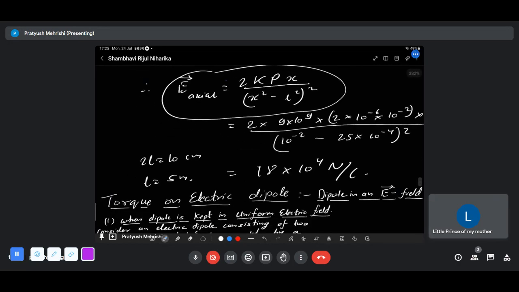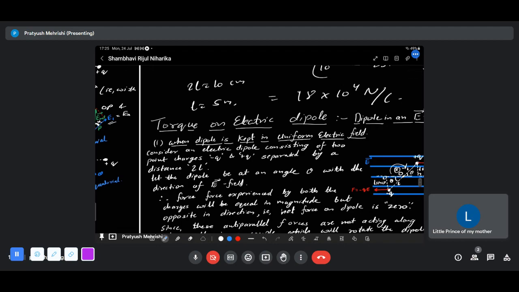Now next is torque on an electric dipole. Whenever a dipole is kept in an electric field, what will happen? See, whenever a dipole is kept in an electric field, it means lines of force are coming out from the positive charge and ending inside the negative charge.